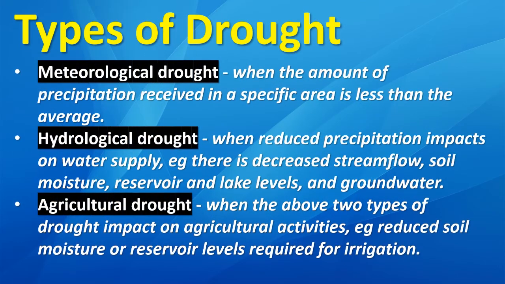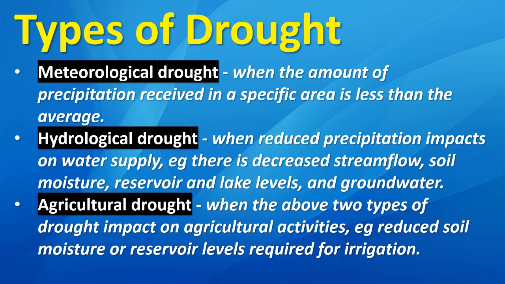Three main types of drought. There's meteorological drought, which is when the amount of precipitation received in a specific area is less than average. So in any given year, if the rain levels are much lower than what we would expect, we would call that a meteorological drought. The second is a hydrological drought. This is when the reduced precipitation impacts on water supply. This is things like decreased stream flows, soil moisture, reservoir and lake levels, and groundwater. So when meteorological drought, the reduction in rainwater, and in rain in general, causes issues with the water supply, it becomes hydrological drought.